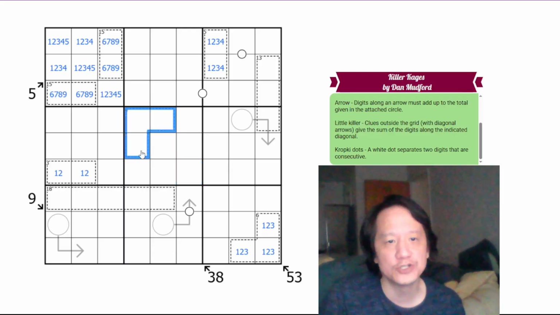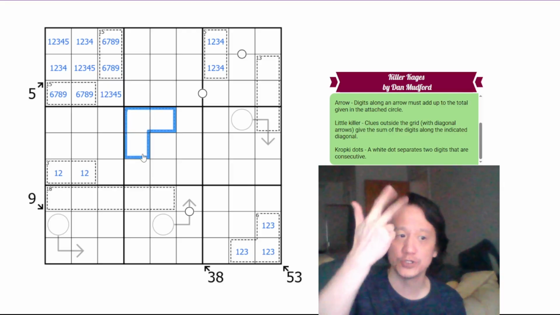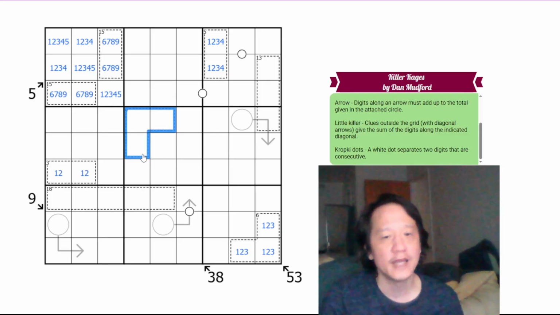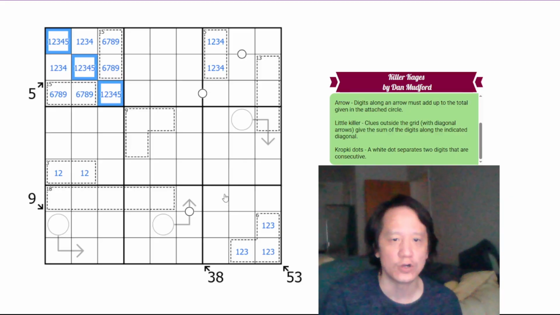Well, the largest digit you can have in this 9 cage is 6, with 1, 2, and 6 adding up to 9. And that is also the minimum you can have along this diagonal, along with 8 and 9, for these to work.